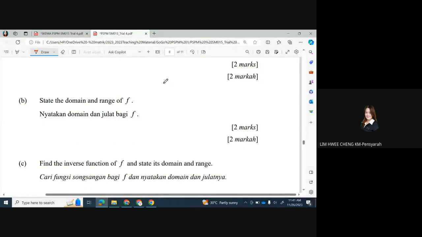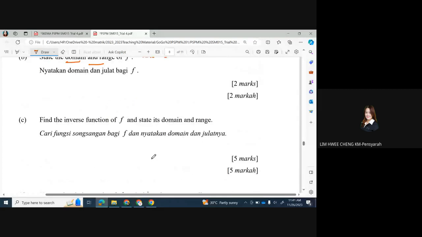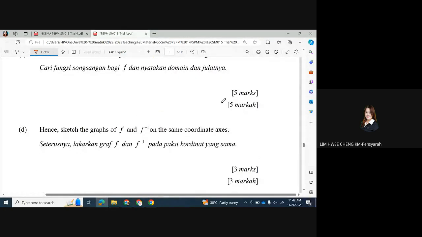Now to know the domain and range, you need to know what is the max or what is the min point. Okay. And then find the inverse and state its domain and range. And finally, domain and range ni kena ingat: domain of f mesti sama dengan range of f inverse, and the range of f mesti sama dengan domain of f inverse. And then finally, we are going to sketch a graph of f and f inverse on the same coordinate.